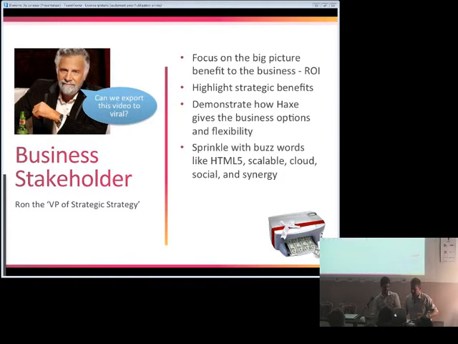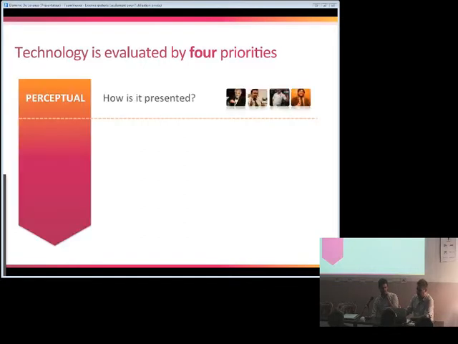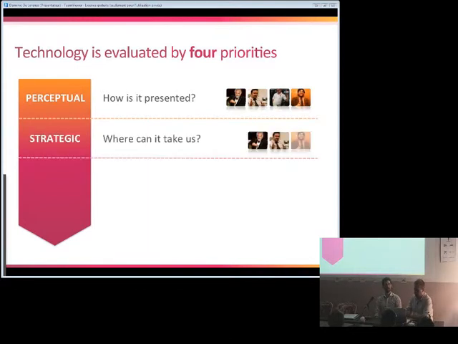Okay. So we've thought about how we've been doing this over the last couple of years, and we've distilled down to four different ways that technology is evaluated by customers. The first is the perceptual. It affects all the different audience types. Basically, what's the brand and the message of the solution? Does it feel right? Does it feel professional enough to use in a commercial sense? The second is strategic. How does it align with what we're ultimately trying to do? Where can it take us?